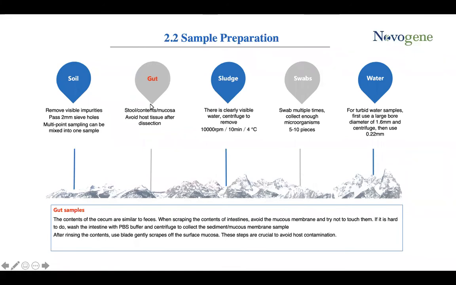And last is the gut samples. The gut samples is becoming more and more popular in recent studies. It is highly recommended to avoid touching the mucous membrane and wash the intestine several times with the PBS buffer. Then use a blade to gently scrape off the surface and collect them. This is a very crucial move to avoid host contamination for gut samples.